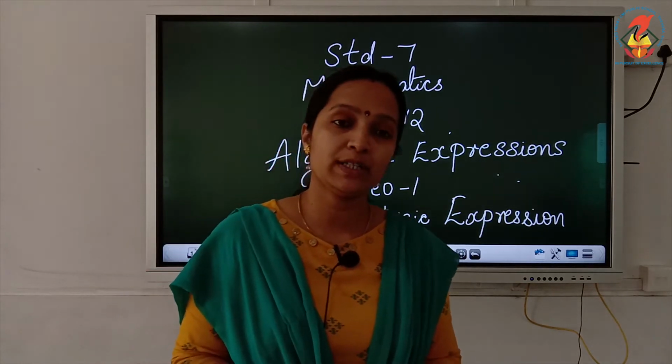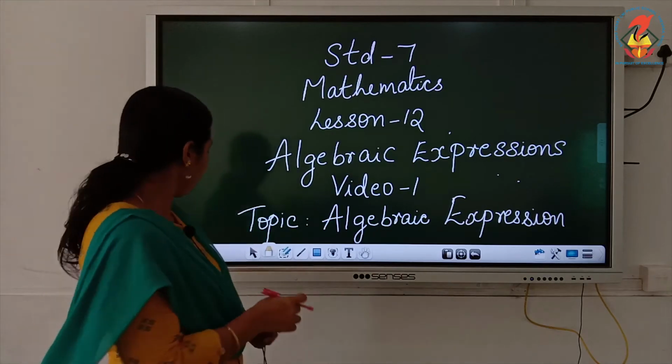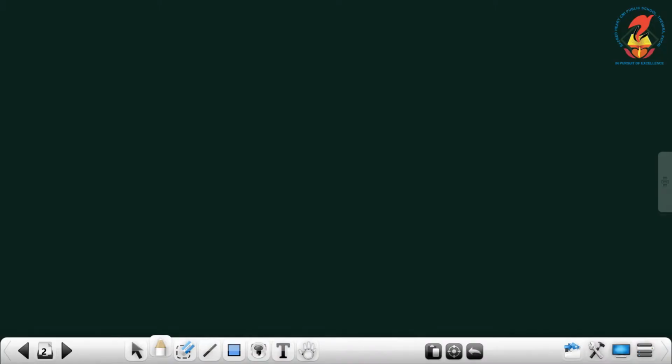We know that the word sum means what? Addition, is it? So how will we write 3 and 5? Sum of 3 and 5 means 3 plus 5. We can write this as 3 plus 5 in mathematical way. And we know that this is an expression and it has only numbers, so we can call this a numerical expression.